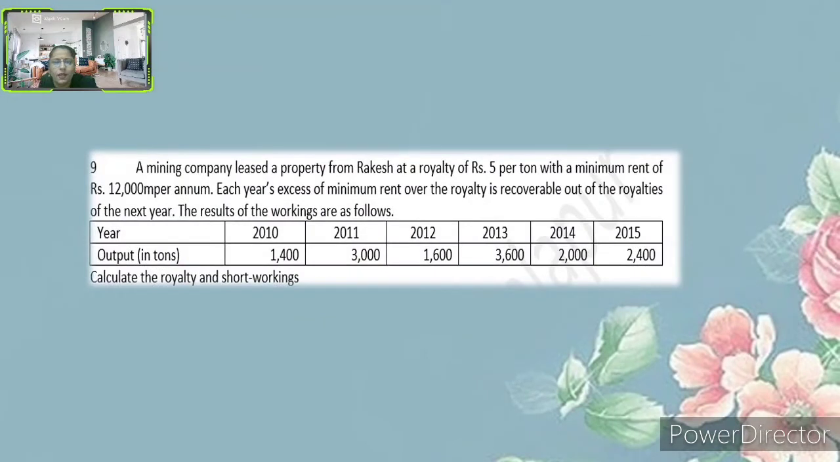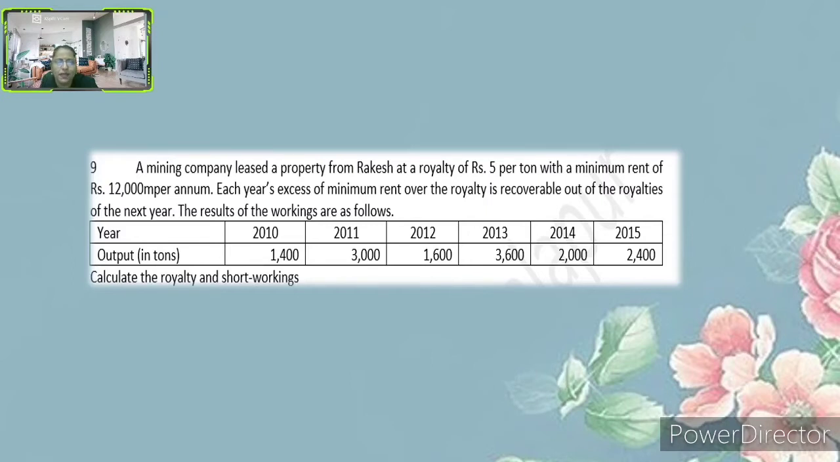Now, let us see a problem based on this chart. A mining company leased a property from Rakesh, with a royalty of ₹5 per ton, with a minimum rent of ₹12,000 per annum. Each year's excess of minimum rent over the royalty is recoverable out of the royalties of the next year. The results of the workings are as follows.